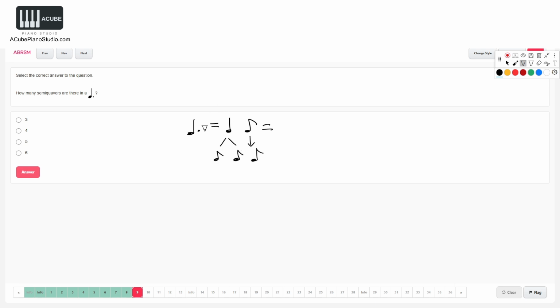So total, a dotted crotchet equals 1, 2, 3 quavers, right? But are we asking for quavers? No, they're asking for semiquavers. So we know that each quaver equals 2 semiquavers. So 1 quaver equals 2 semiquavers, and 3 quavers equals 6 semiquavers. So the answer is 6.